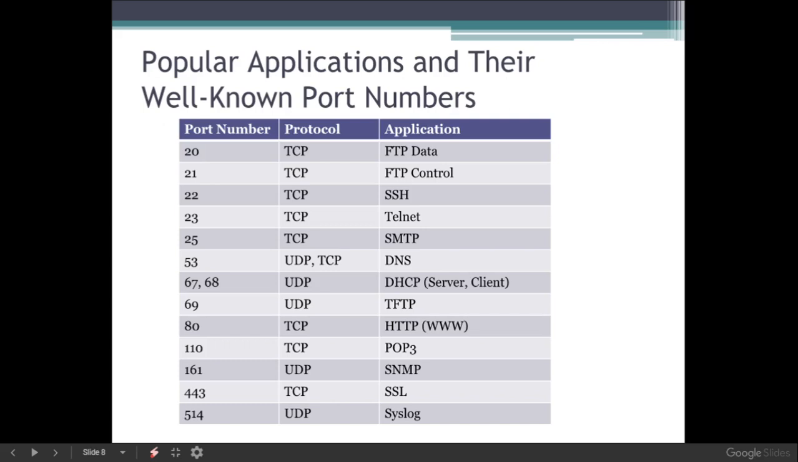So here are port numbers now that you definitely will need to remember. 20, which is FTP. FTP actually uses two, 20 and 21. 20 is for the data, 21 is for the control. SSH uses 22, Telnet 23, SMTP 25, DNS 53, and so on and so on. You will definitely need to memorize this.